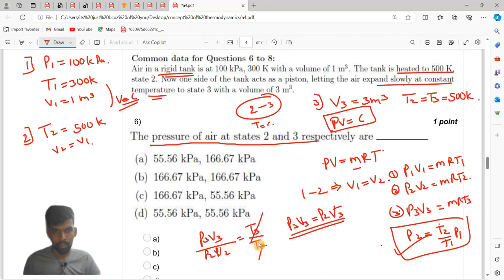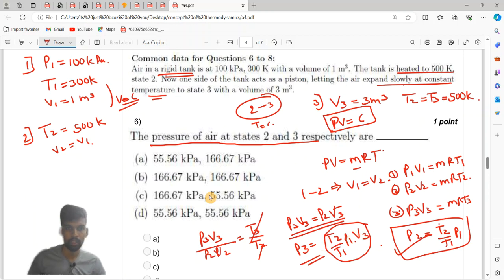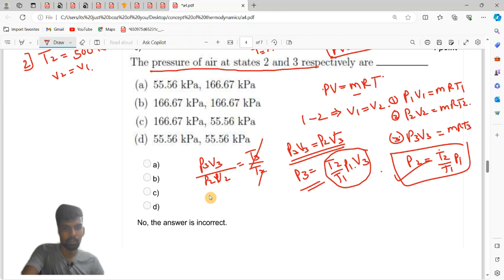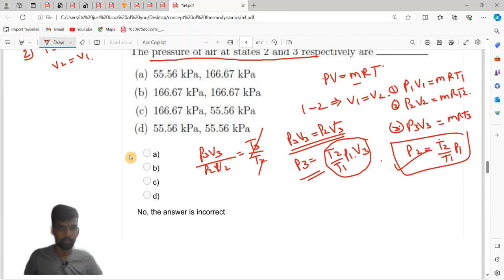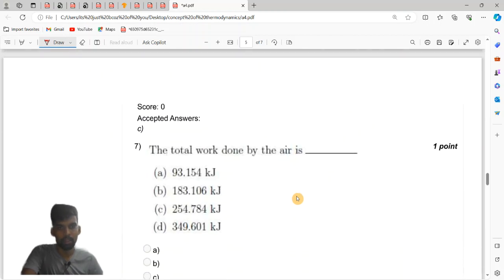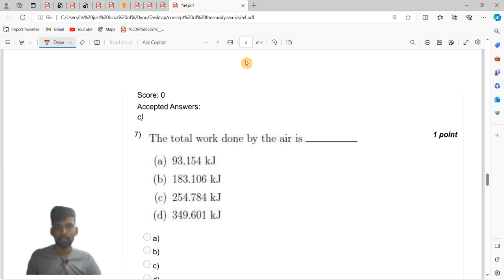So P3 we need to calculate. P2 we have calculated, that is T2 by T1 times P1, and V3 is given as 3 meter cube. Everything on the right hand side is known to us. We just need to calculate P3 by plugging in these values. After all this you will get C. Just put the values, you will get all the answers. So, done by the air, 1 to 2 and 2 to 3.